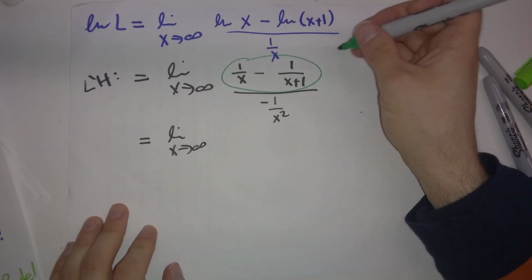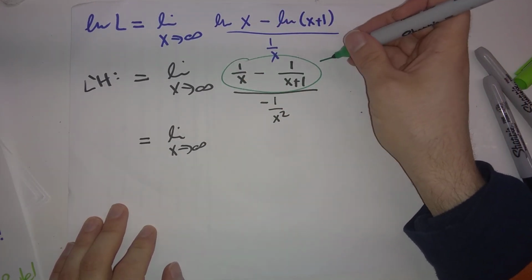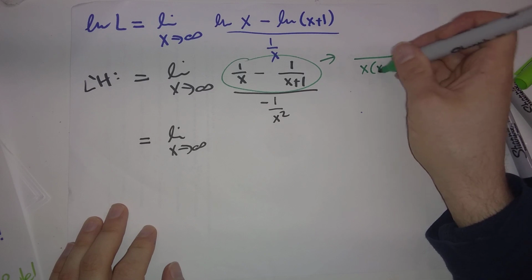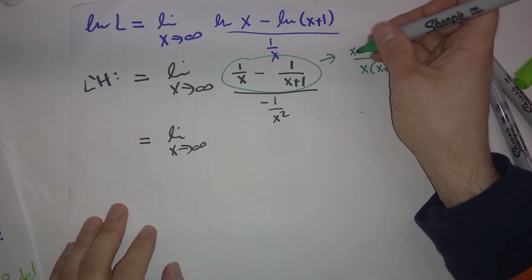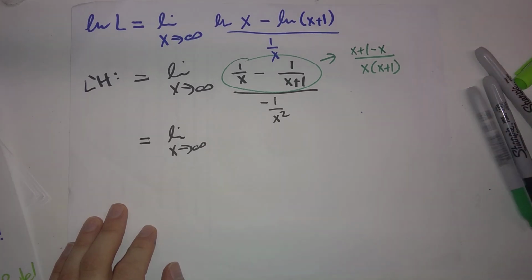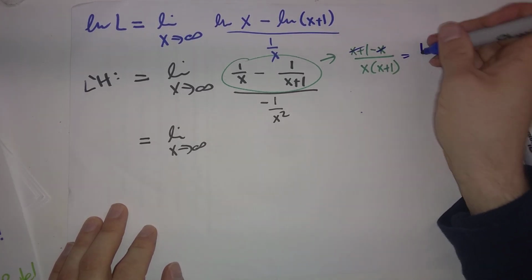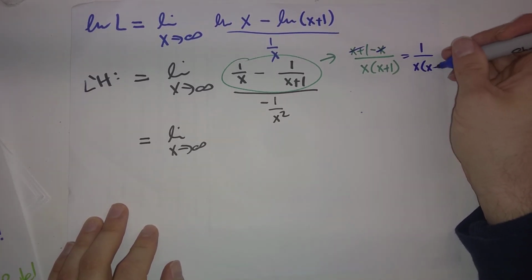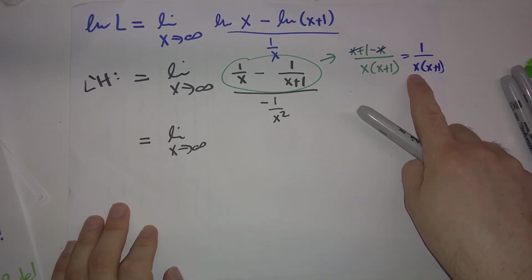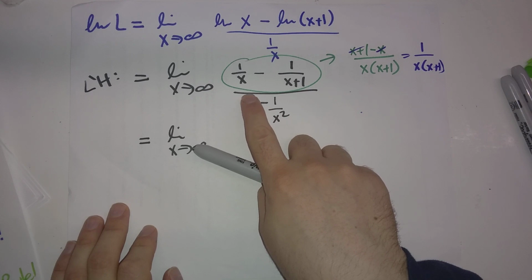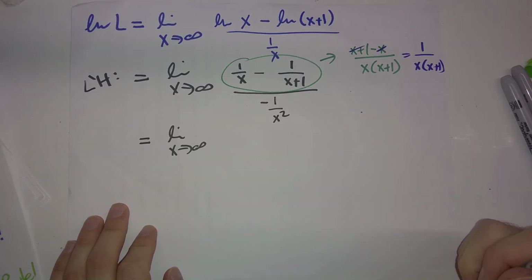Let's put this over a common denominator. So cross multiplying gives us x plus 1 minus x. Cancel, 1 over x times x plus 1. Going from 1 over x times x plus 1 to 1 over x minus 1 over x plus 1, that's something we do a lot with partial fractions, especially in the telescoping series case. Here we're doing that in reverse.